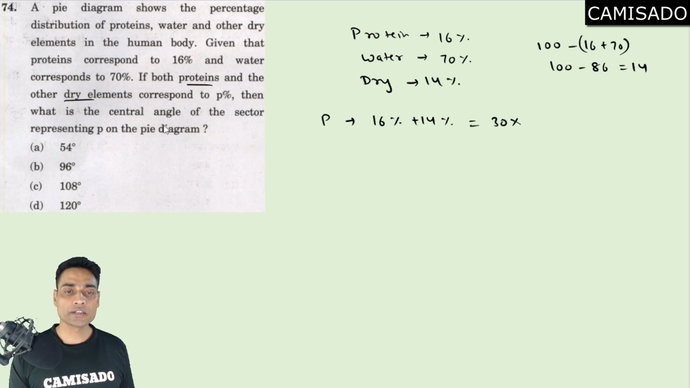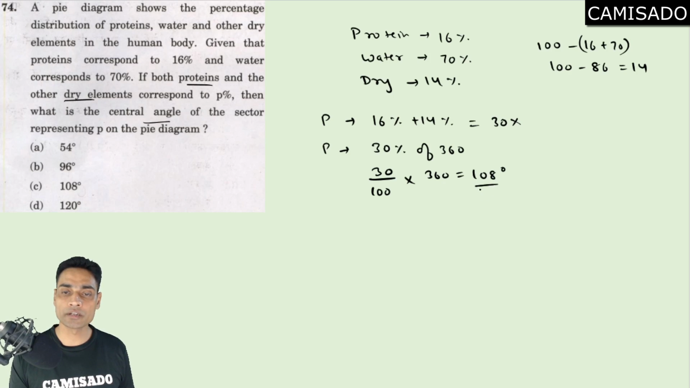So what angle does it subtend? The angle is out of 360, so 30% of 360 will be the angle. So 30 by 100 into 360 comes out to be 108 degrees. So C is the correct option.